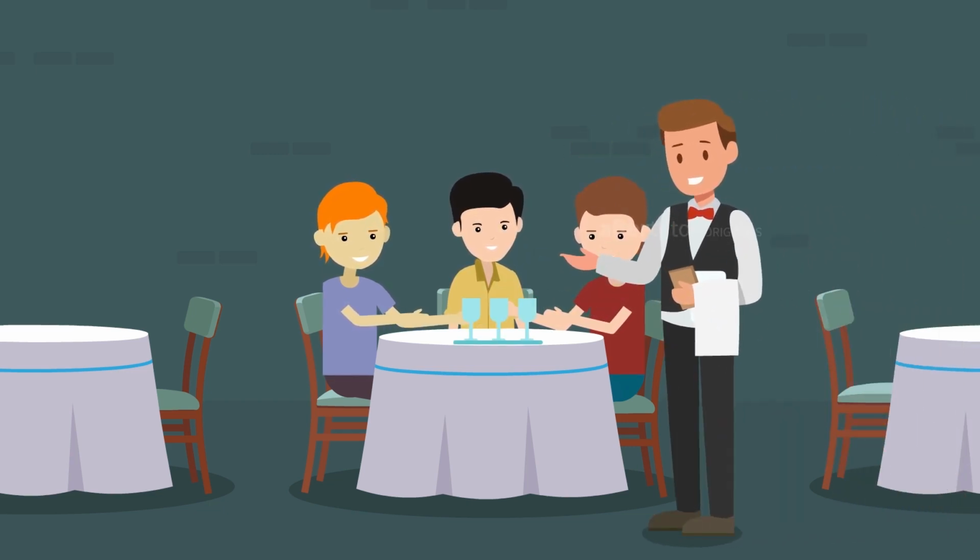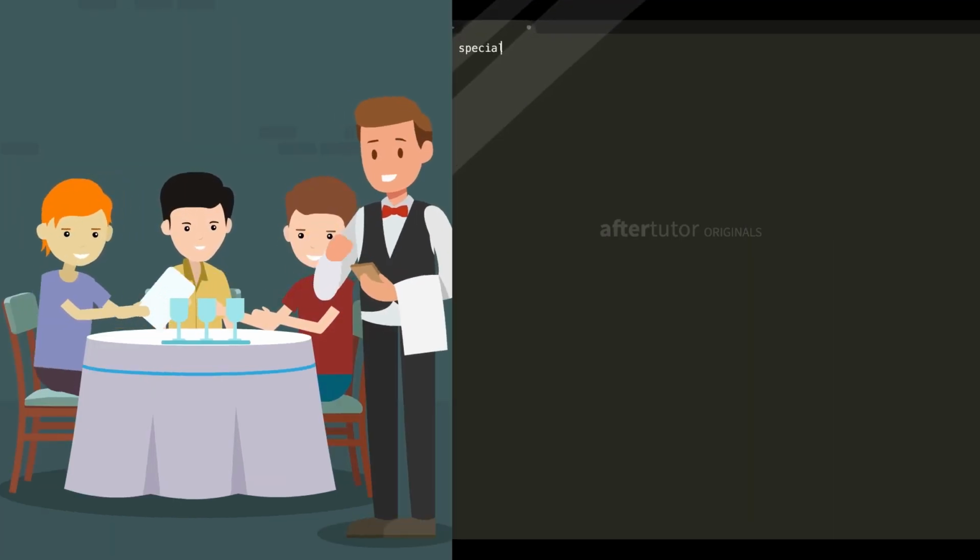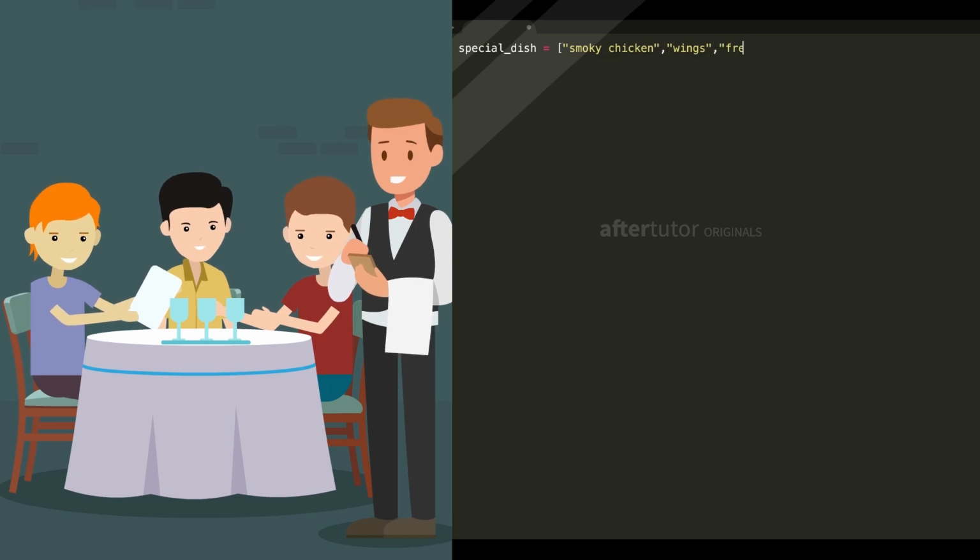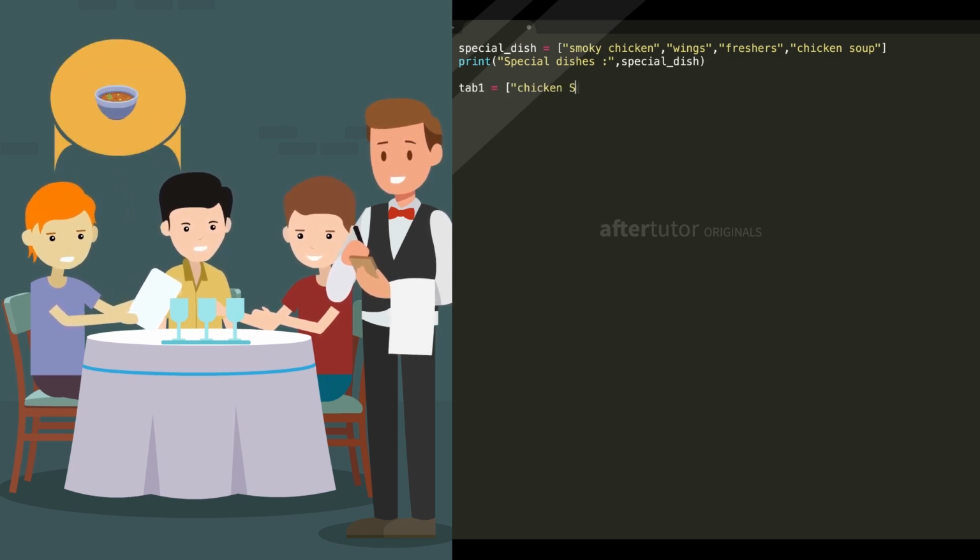One among the friends asks the waiter about the unique dishes in the restaurant. The waiter gives him the list of special recipes, similar to the concept of lists in Python, which consist of heterogeneous data.